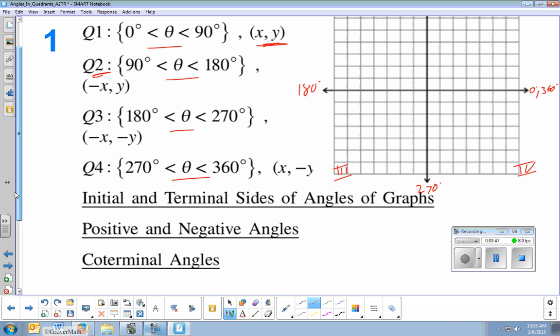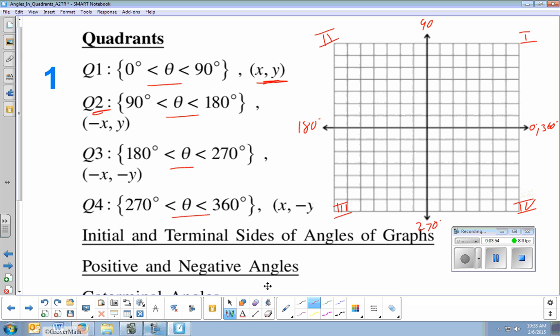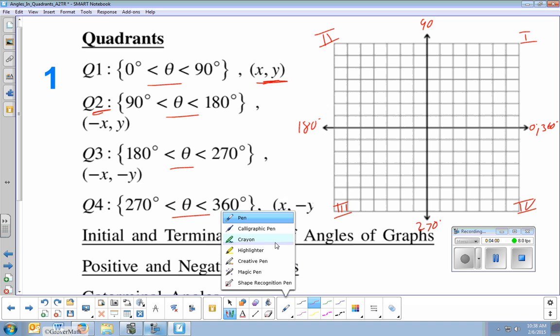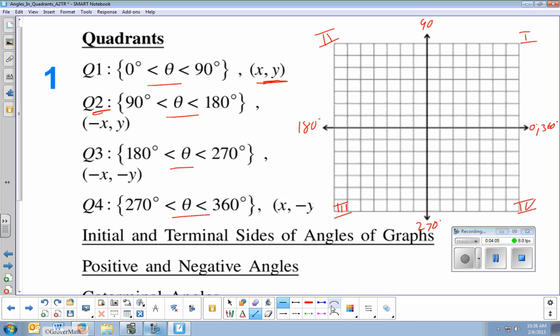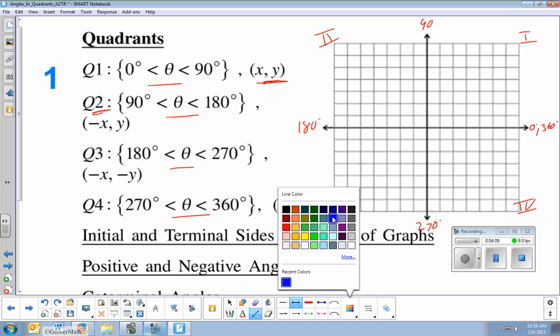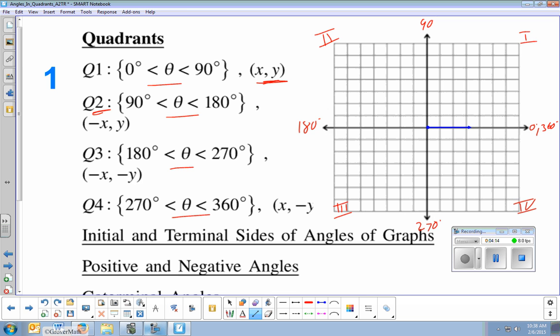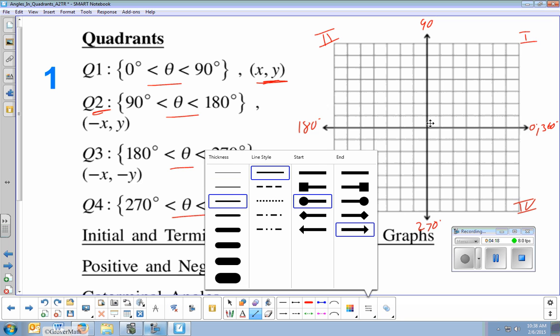All right, terminal and initial sides of angles, graphs, positive and negative angles, and coterminal angles. I'm going to use this one graph to represent all of this. First of all, initial and terminal sides. As I mentioned earlier, we always start our graphs on the positive x-axis. So let me get a line in here. Just do your best to draw these pictures. I know you don't have the same tools that I have available on this program. But we start here. Let me make that thicker so you can really see it.